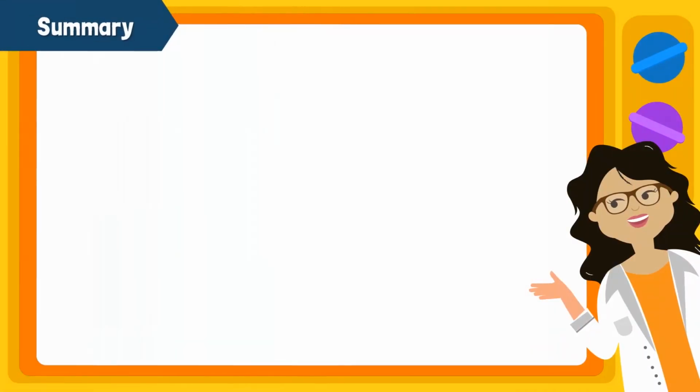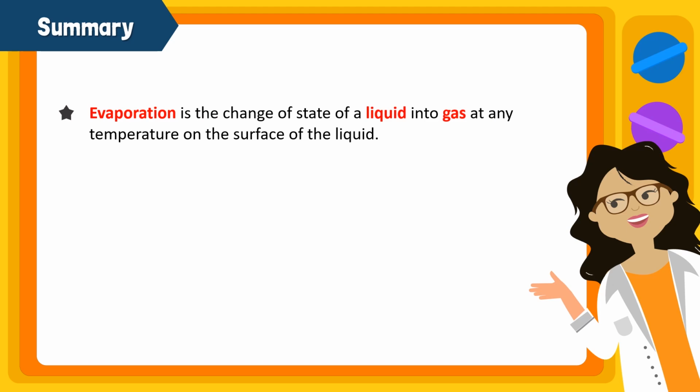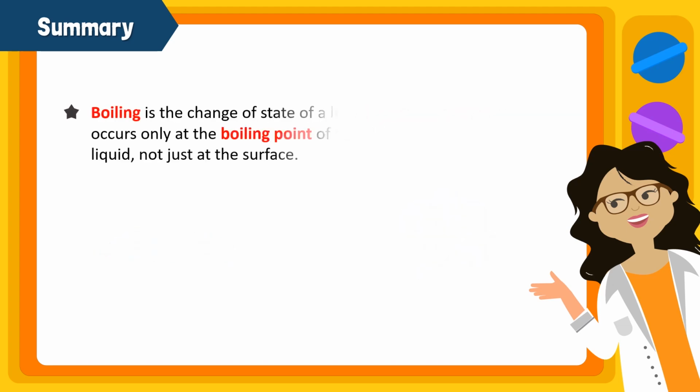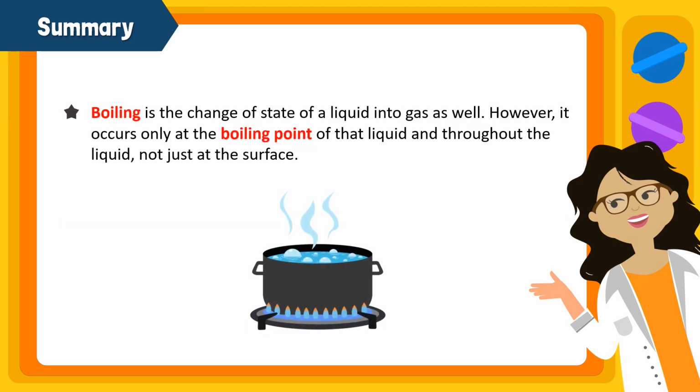So let's summarize. Evaporation is the change of state of a liquid into gas at any temperature on the surface of the liquid. Boiling is the change of state of a liquid into gas. However, it occurs only at the boiling point of that liquid and throughout the liquid, not just at the surface.